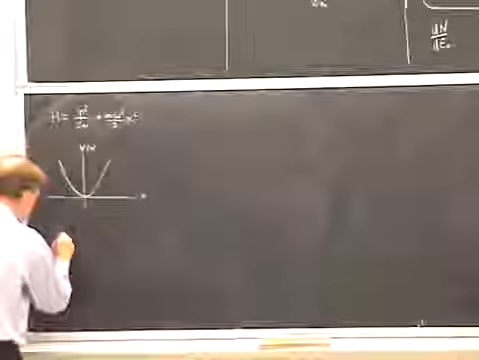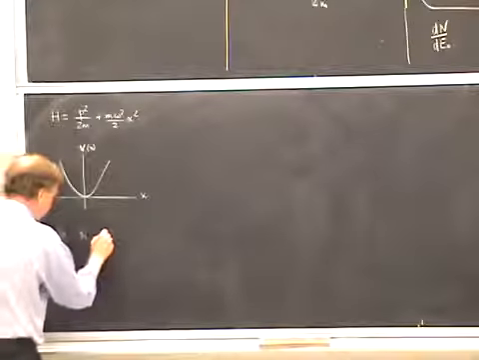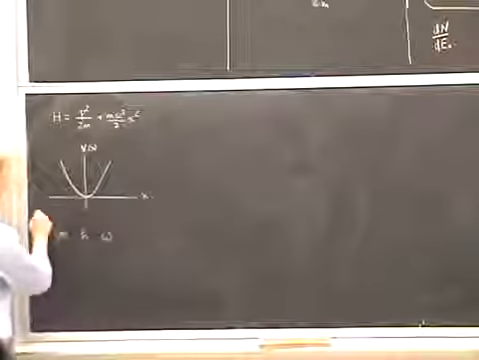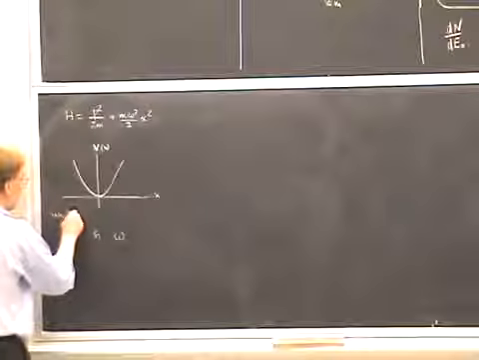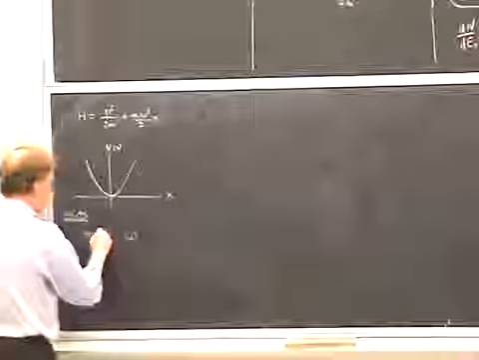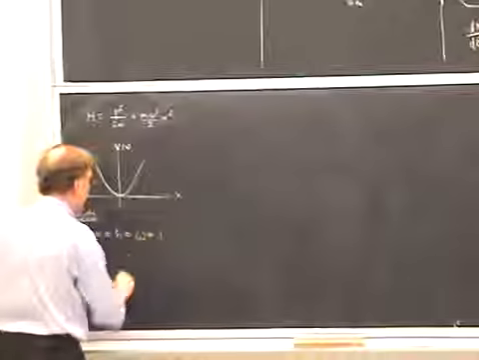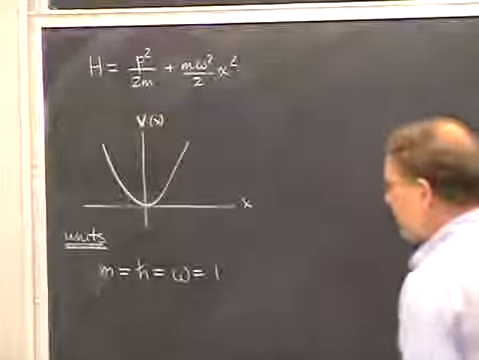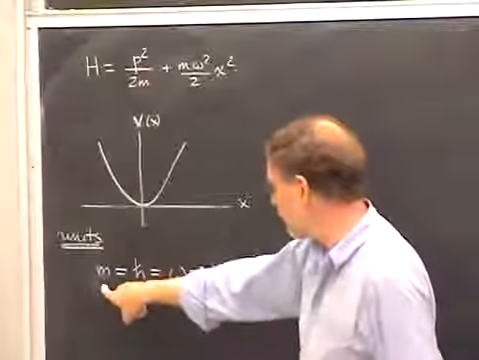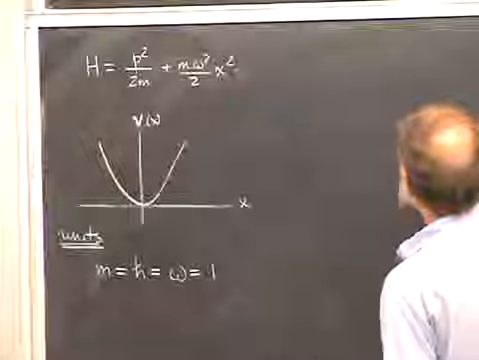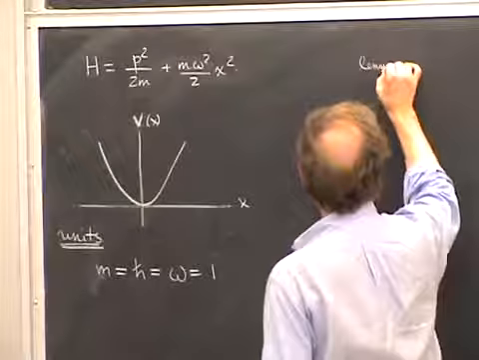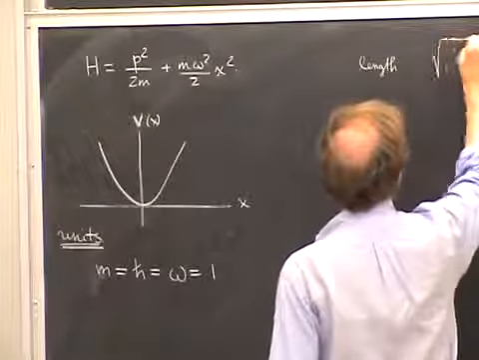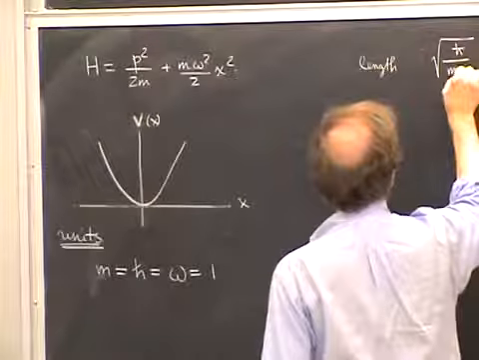There are three constants that appear here, the mass, h bar, and the frequency omega. And it's convenient, to avoid clutter of constants, to choose units such that all three of these constants are equal to 1. An equivalent way of speaking of this is to say that if you take the given values of m, h bar, and omega, you can construct a fundamental unit of length. And this is equal to the square root of h bar divided by m omega.